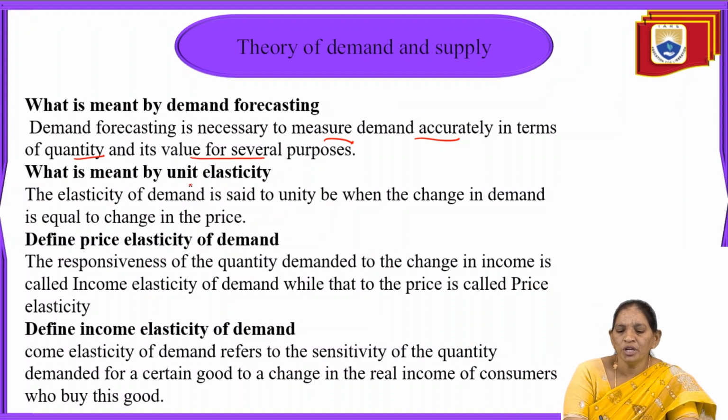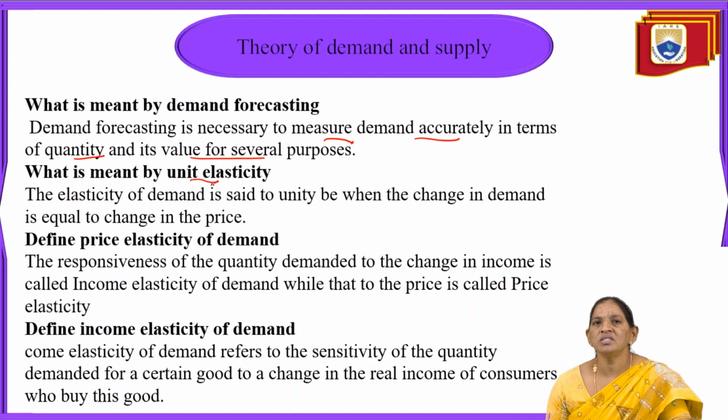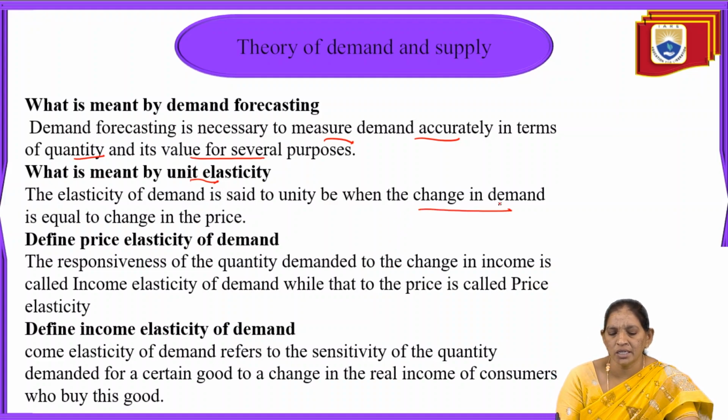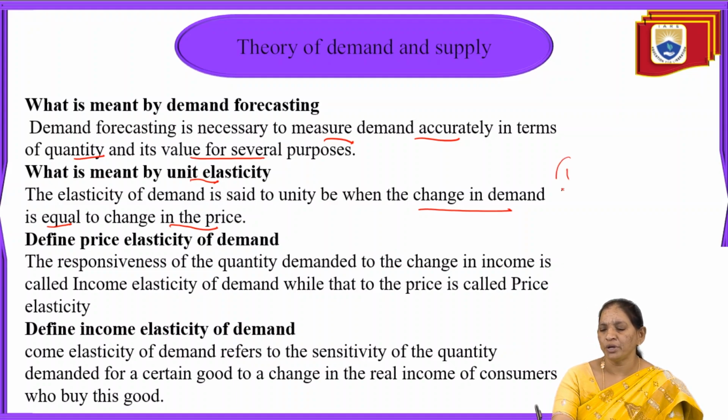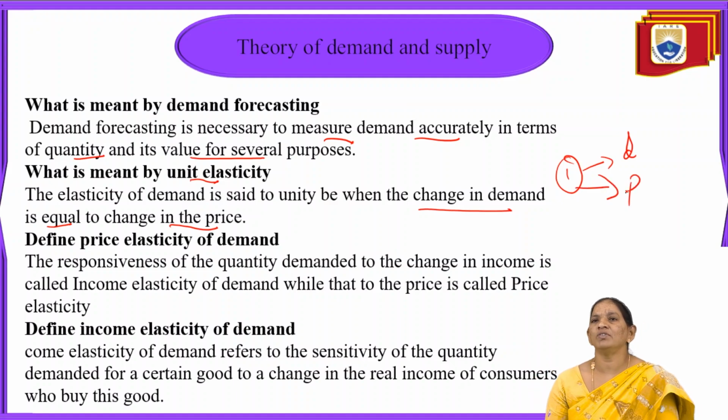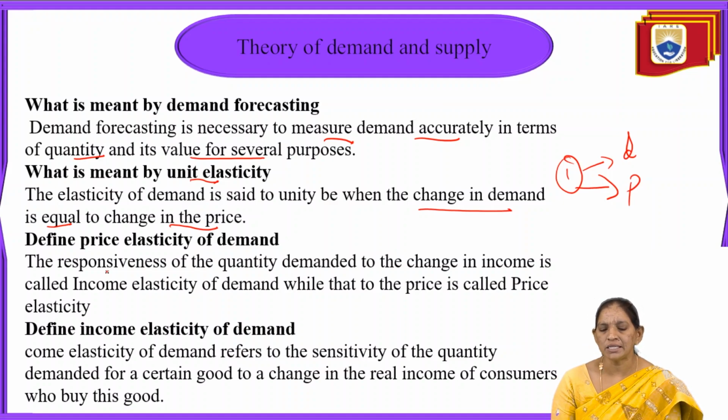in order to serve the supply into the market. What do you mean by unit velocity? Velocity means responsiveness to change. Already we know this. The velocity of demand is unit when the change in the demand is equal to the change in the price. Unit velocity means equality. One change in the demand equals one change in the price, and we call it unit velocity. It means one particular thing: the change in the demand relative to the change in the price, we call it unit elasticity.